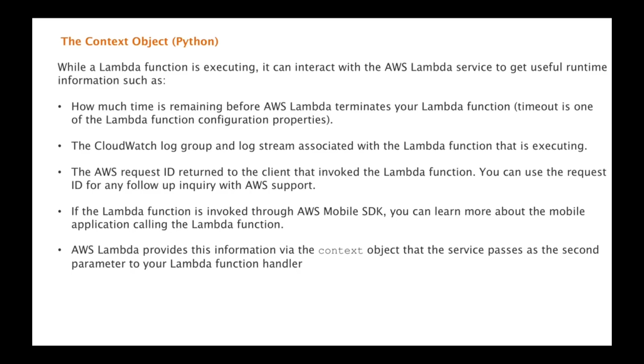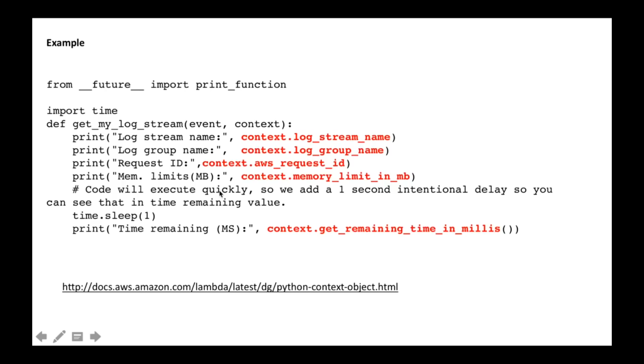Okay, so basically the context we are covering again here. It's going to tell you how much time is pending while the job is getting executed, the log group name and log streams associated, and the request ID. So let's see the example. This is the code example.